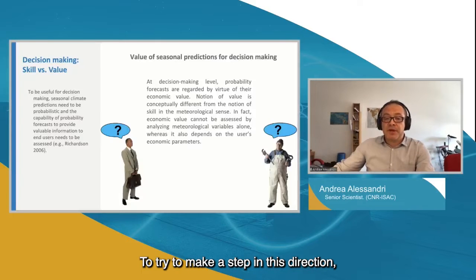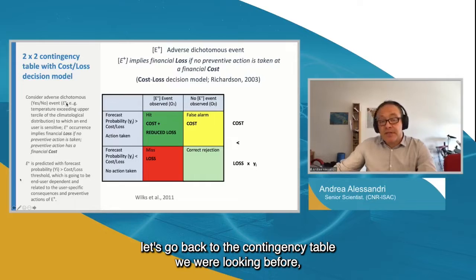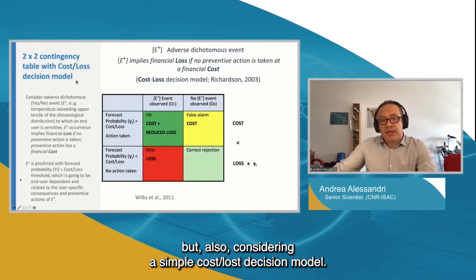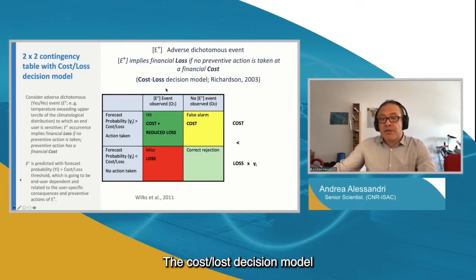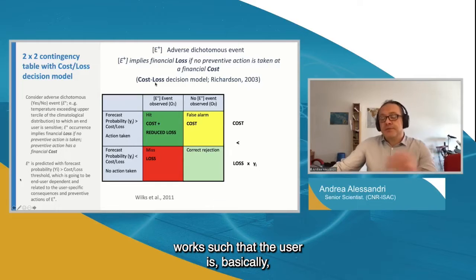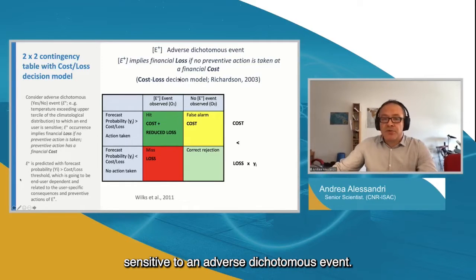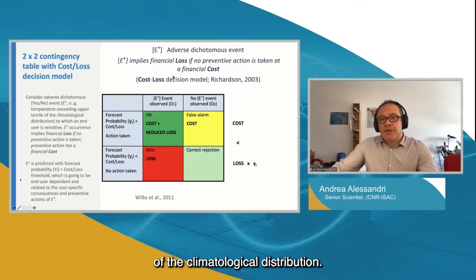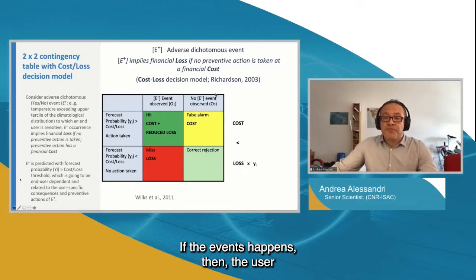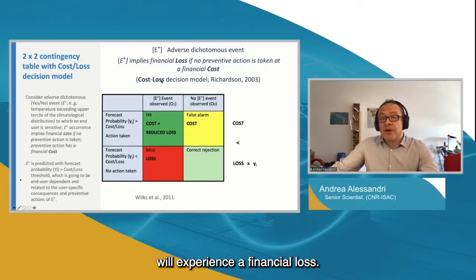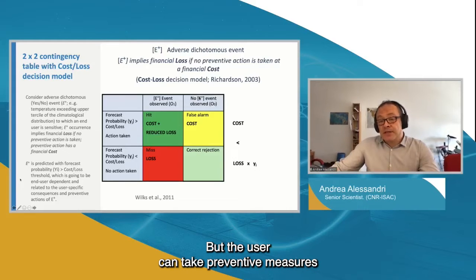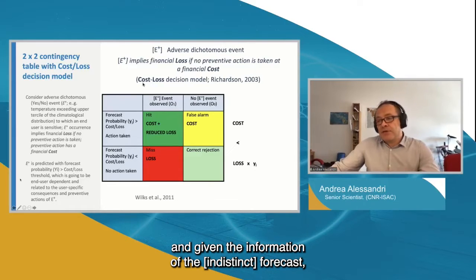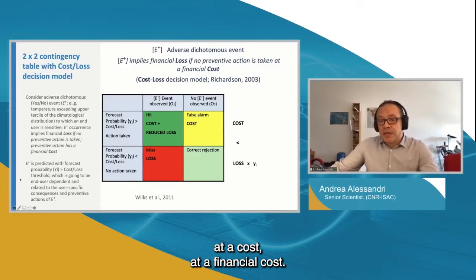To make a step in this direction, let's go back to the contingency table we were looking at before, but also consider a simple cost-loss decision model. The cost-loss decision model works such that the user is sensitive to an adverse dichotomous event, for instance, temperature above the upper tercile of the climatological distribution. If the event happens, then the user will experience a financial loss, but the user can take a preventive measure to avoid the loss, given the information of the forecast, at a financial cost.